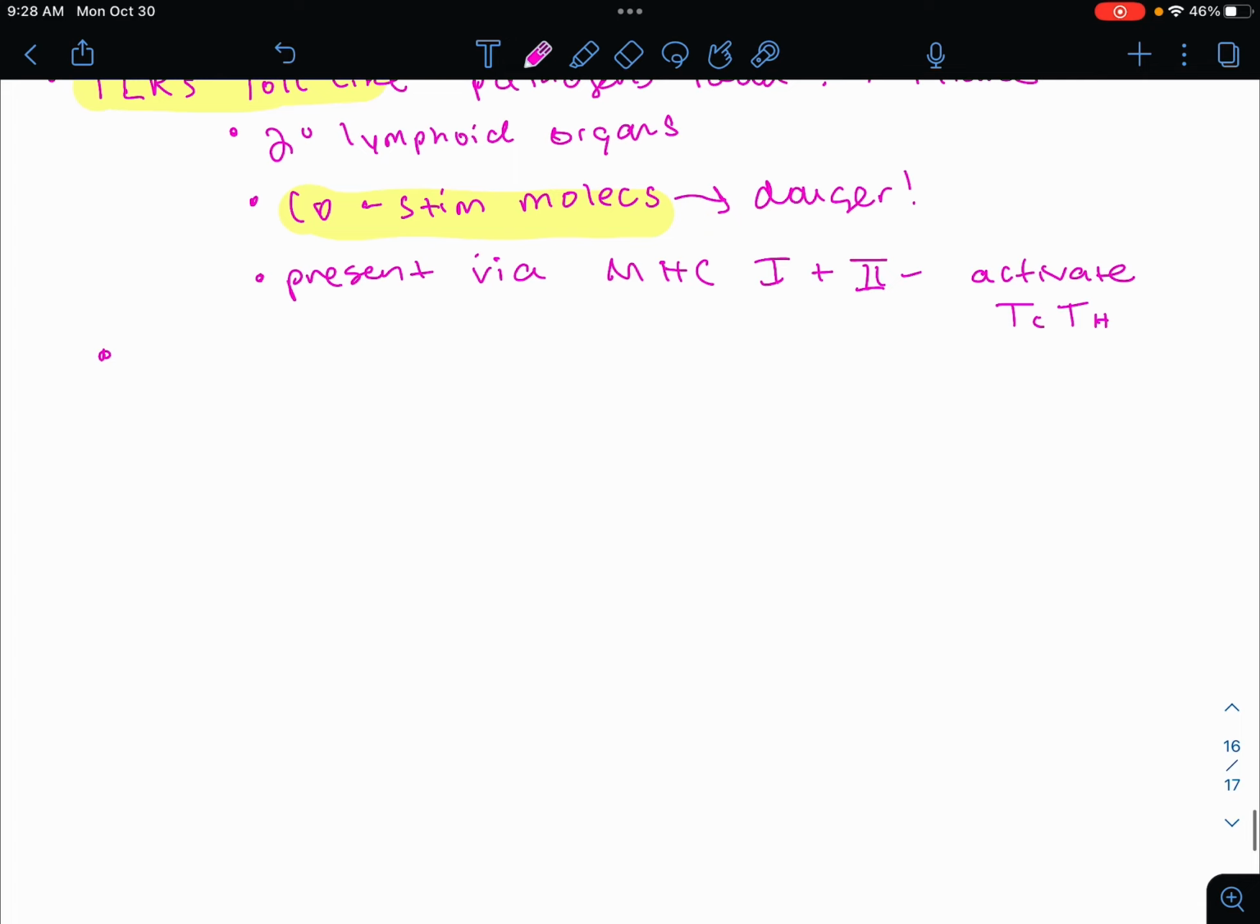Macrophages and B cells are also going to activate them. But they only present by MHC class 2, as we discussed earlier. And then they could also make those co-stimulatory molecules as well.